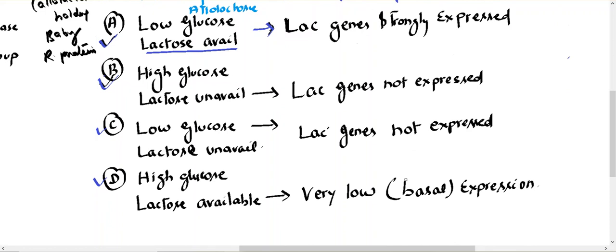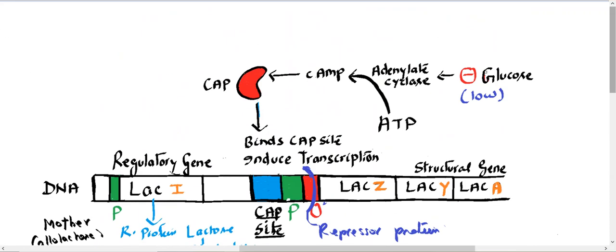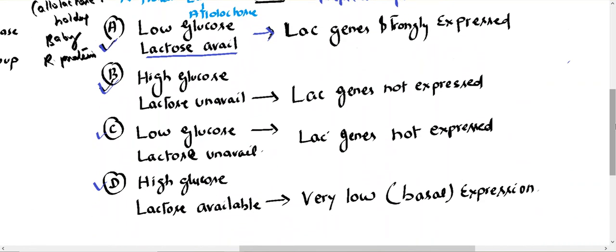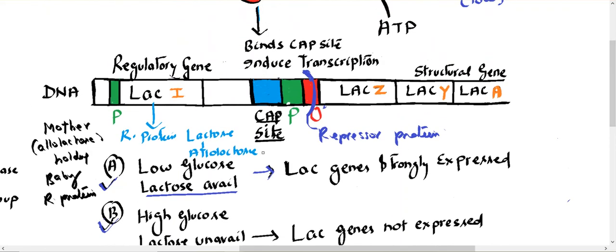Okay. So what will happen when there is high glucose and lactose is available? High glucose, again the adenyl cyclase is not activated and CAP is not activated, and lactose is available. When lactose is available, it will bind to or hold the repressor protein, so that the repressor protein cannot go and lock the operator site. So this operator site is active because lactose is there to hold the repressor protein, so it is not able to bind to the operator site.